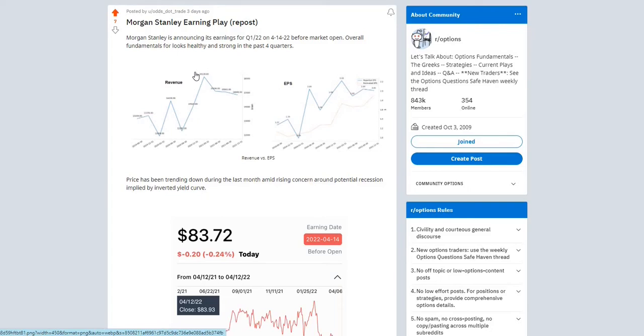So when I was trying to analyze the earnings, the first thing I look at is the fundamentals of the company. I pull up the revenue and the EPS history for the last 2.5 years. To me, the fundamentals look pretty healthy and strong in the last year.